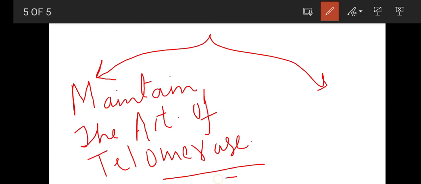As we know, telomerase is actually an RNA-dependent DNA polymerase. And the second step is that they can evolve an alternate mechanism based on homologous recombination, called ALT, for elongating their chromosome ends.